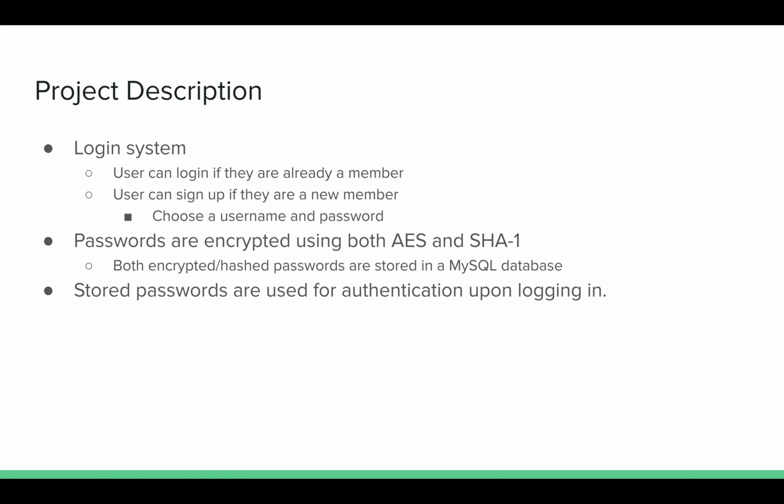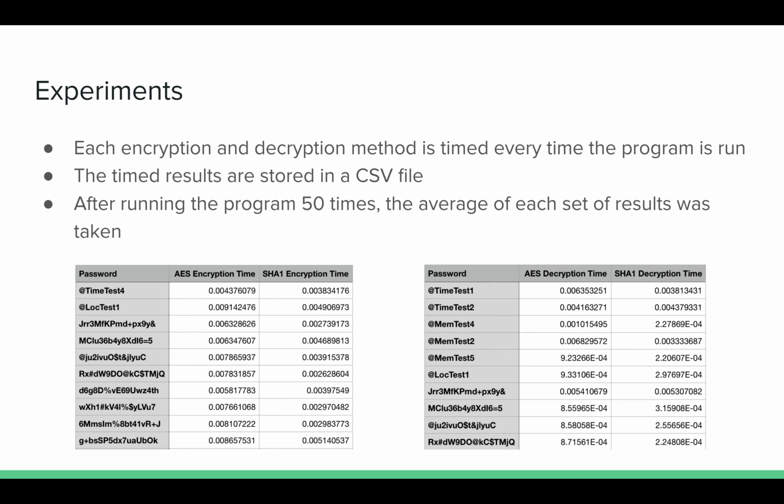For experiments, each time the encryption and decryption methods were run for both AES and SHA-1, they were timed to see how long they took to process, and those timed results were stored in a CSV file. I just took two snippets of the CSV files for the encryption and decryption times, which show the password, the time it took for AES to run, and the time it took for SHA-1 to run.